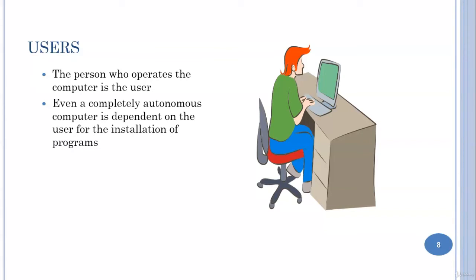Now, the next part of a computer system is the user. The user is the person who is operating the computer. Every computer system, even if it is completely autonomous, is dependent on the user for the installation of programs. So we may say that the user is the most important part of the computer, because without the user, a computer cannot perform any task. Even if it is totally autonomous, it is still dependent on the user for the installation of different programs.